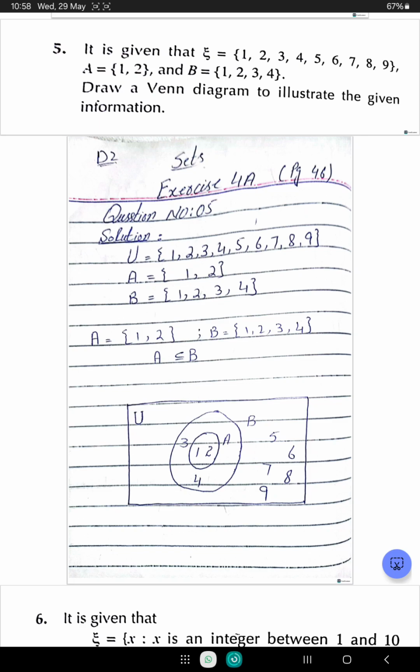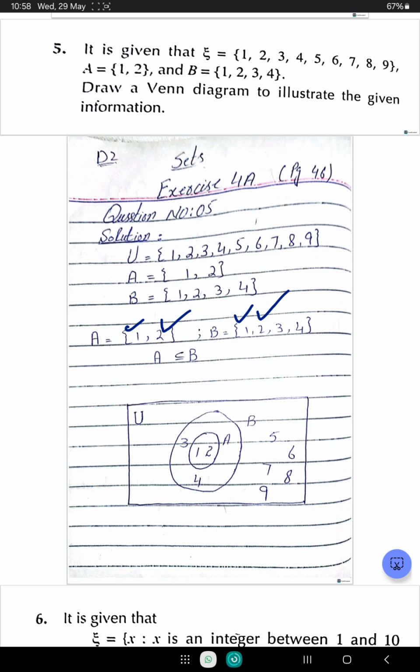First of all, we check the elements of A, 1 and 2, which are also present in set B. That means all the elements of set A are present in B, which means A is a subset of B.